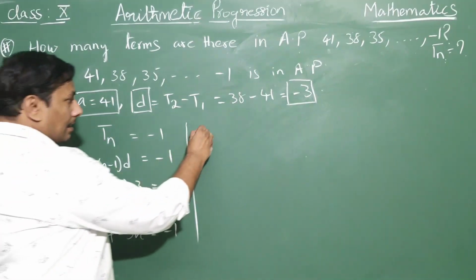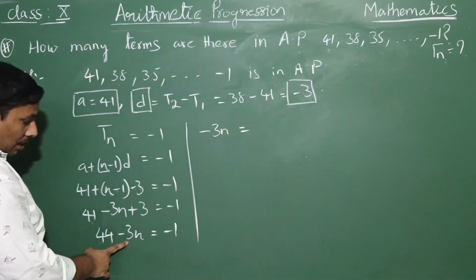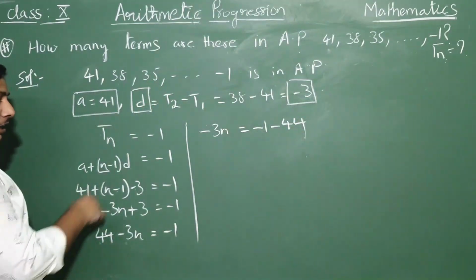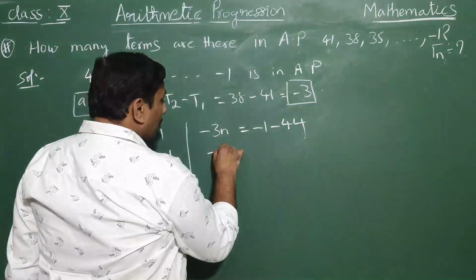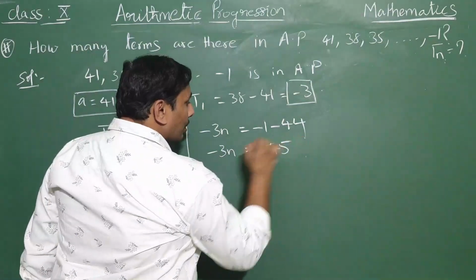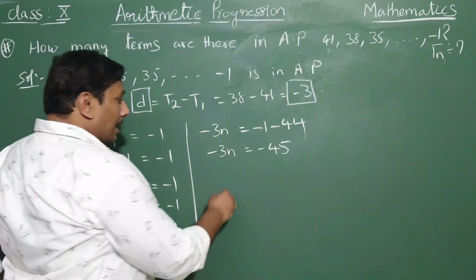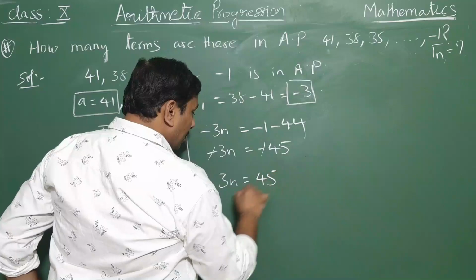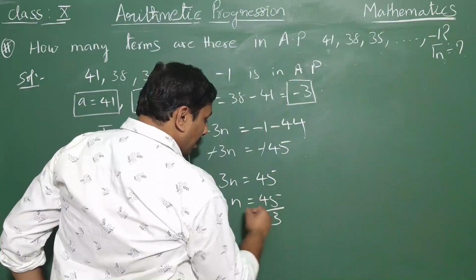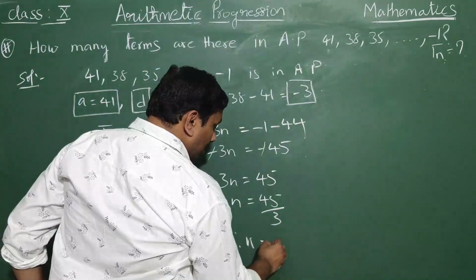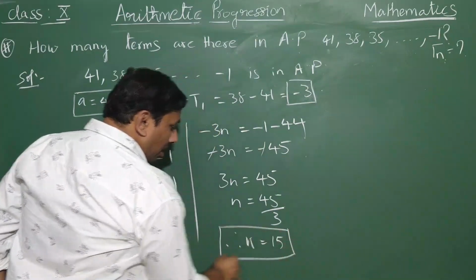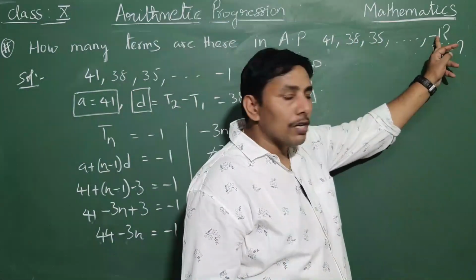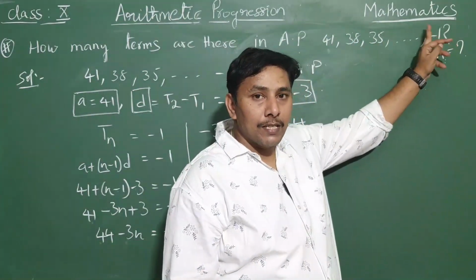I'll send 44 to that side. You'll get minus 3n is equal to minus 1 minus 44. Here it is plus 44, it becomes minus 44. So minus 3n is equal to minus 45. Cancel minus on both sides. You will get 3n is equal to 45, so n is equal to 45 by 3. Therefore n is equal to 15. So how many terms are there? Totally 15 terms are there. The 15th term is minus 1.